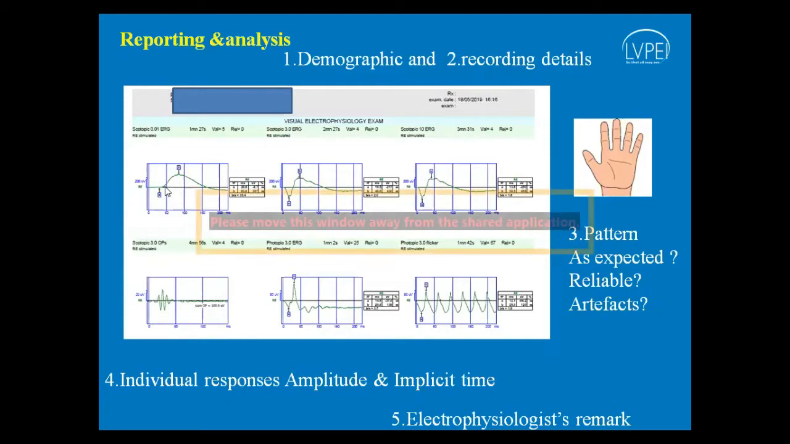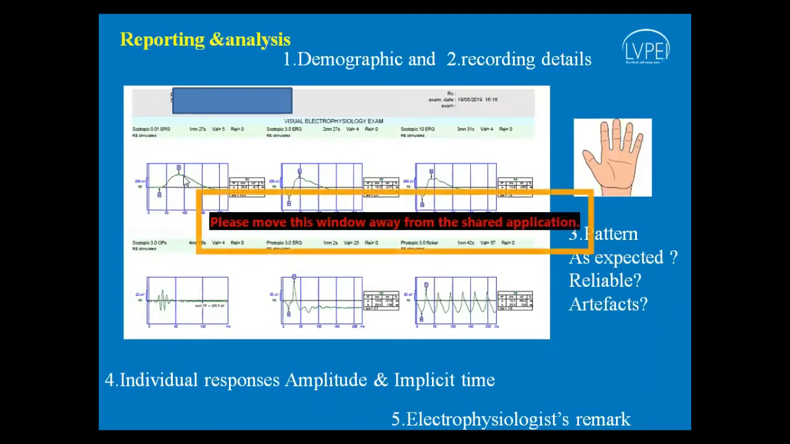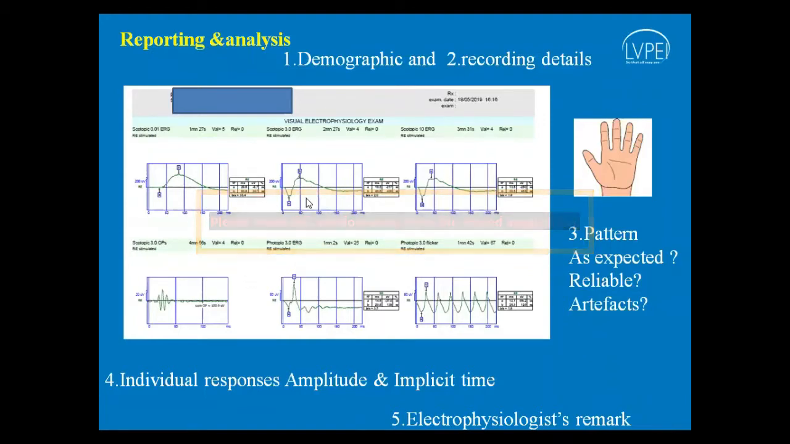Say for example, in the scotopic 0.01 ERG, we should see a dome-shaped positive B wave like this. In the 3.0 and 10.0, you should see a negative followed by a positive wave, as is shown here, and oscillatory potential, a series of wavelets. So when we are looking at this, we should see whether the pattern is preserved or not. After that, individual comparison, like what is the amplitude and what is the peak time.